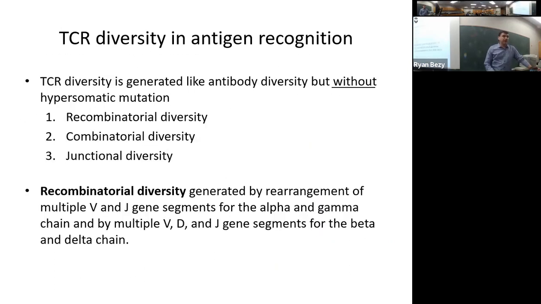All right, we're going to stop there, and I'm going to pick back up with this. But that is, again, the recombinatorial diversity that gives rise to T cell receptor diversity. But there's also going to be combinatorial diversity and junctional diversity to make different kinds of T cells as well. But we'll pick back up with that tomorrow.